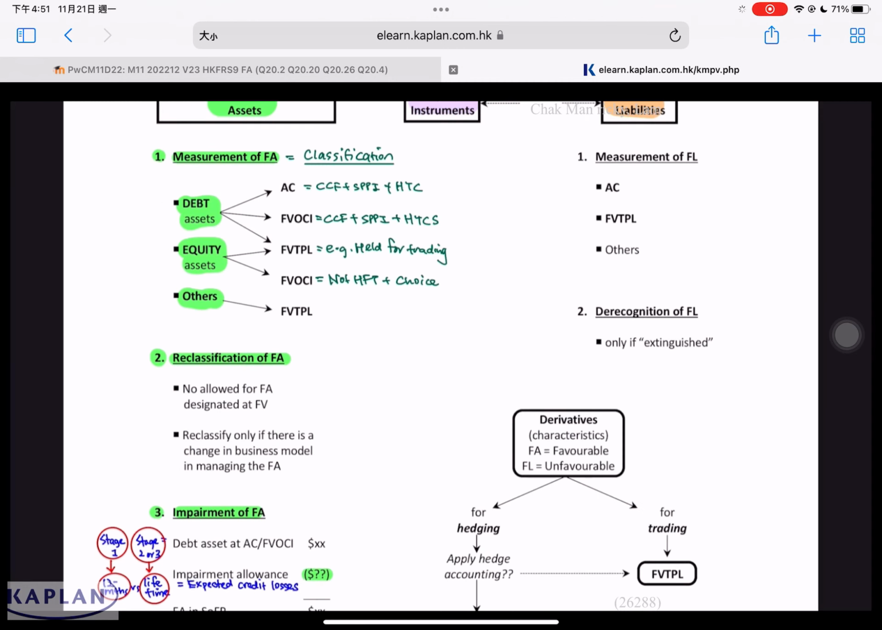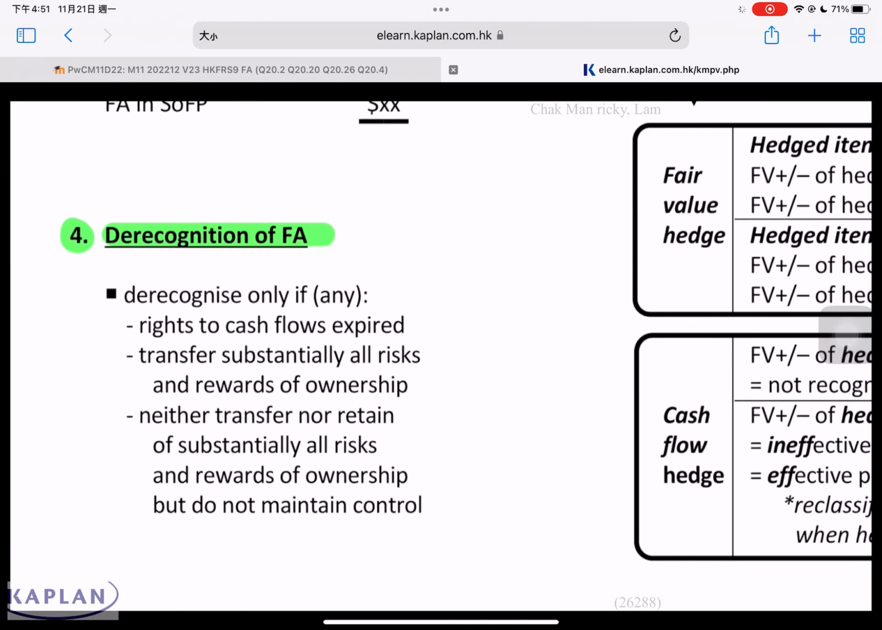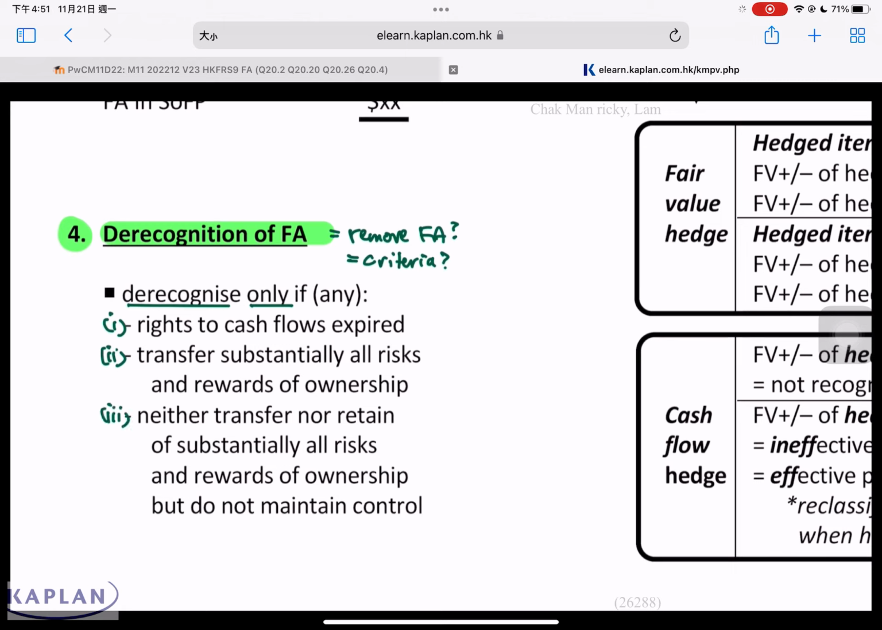We discussed three issues: management, reclassification, and impairment. The last issue for financial assets will be derecognitions. When do we remove the financial assets from our balance sheets? We only remove the financial assets when we meet the criteria. In accordance to FRS 9, we only derecognize financial assets if one of these apply. 1. When the right to cash flow expire, or number 2, when there's a transfer, substantially all risk and real ownership. Number 3, neither transfer nor retain substantial risk and real ownership, but the company do not have control. If any of these apply, then you must derecognize.